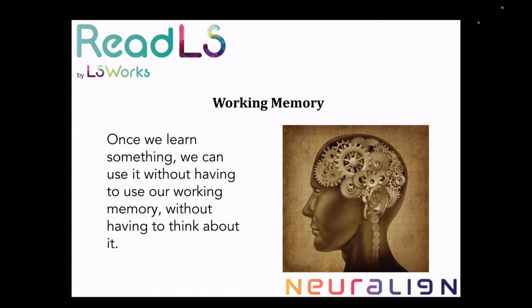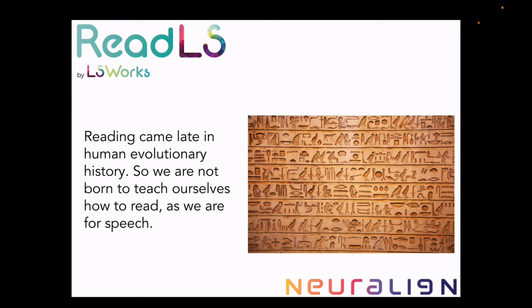Once we learn something, we can do it without having to think about it. We automatize it, so we're no longer using our working memory. But everything we do for the first time, we use our working memory. We weren't born to learn how to read. We have to teach ourselves how to read.